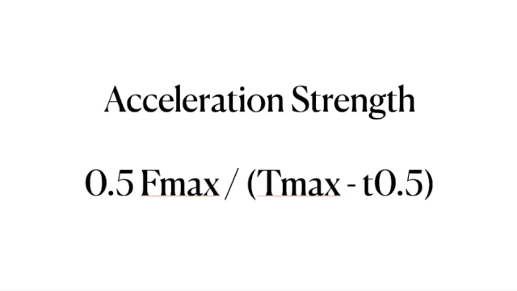Acceleration strength is the ability to produce force during the late stages of the working contraction. Now, this is calculated by dividing 0.5 F max by the figure you arrive at by subtracting T 0.5 from T max. And T max is the time taken to achieve peak force, and we've already covered that T 0.5 is the time taken to achieve half of peak force.